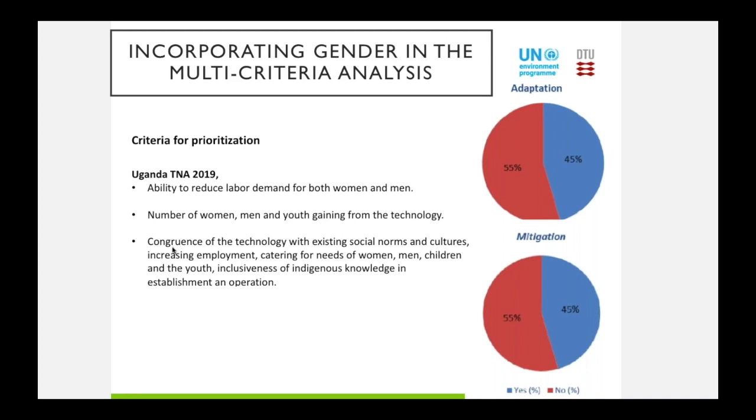Is it men? Is it women? Is it youth? Is it all of them? And what is the ratio on that? But it also sets out to look at how technologies relate to existing norms and cultures. So whether it increases employment, and if it does, for whom, and how it can cater for the needs of women, men, children, and youth.